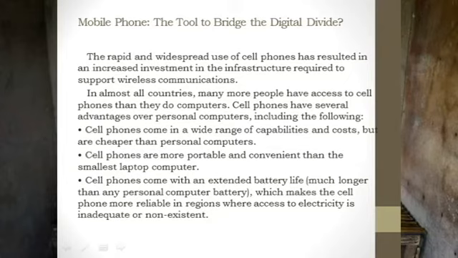Cellphones come with an extended battery life, much longer than any personal computer battery, which makes the cellphone more reliable in regions where access to electricity is inadequate or non-existent. Mas mahaba ang battery ng isang cellphone kaysa sa personal computer. Mas tumatagal sila kasi mas onti yung pag-consume ng battery sa cellphone kaysa sa computer. Kasi sa computer, matagal na nga mag-charge, mabilis pa maubos. Hindi kagaya sa cellphone, balance. Mas onti rin pati yung nakokonsume niya sa electricity.